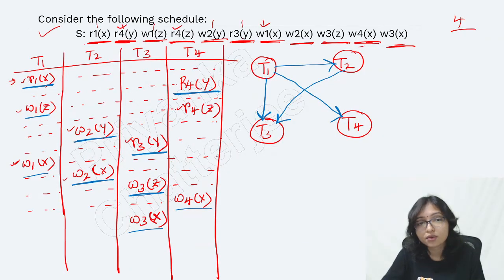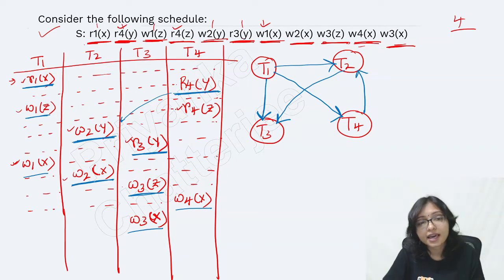T4 was reading Y, then T2 was writing Y. That is T4 to T2, an arrow is coming here, right? So T4 to T2 I have to draw an arrow. Yes. Now you can see, is there any arrow from T2 to T4 also?